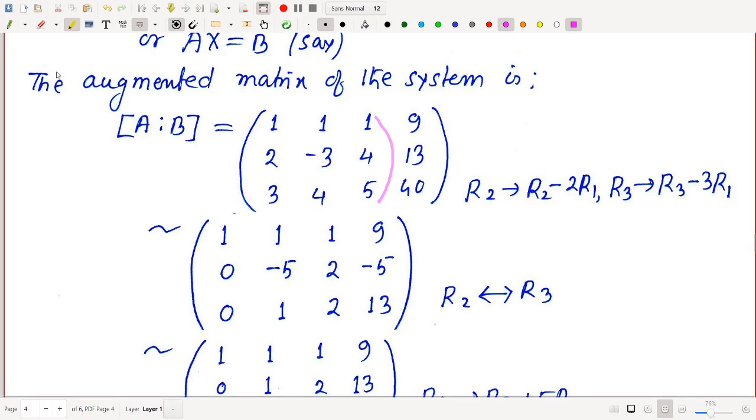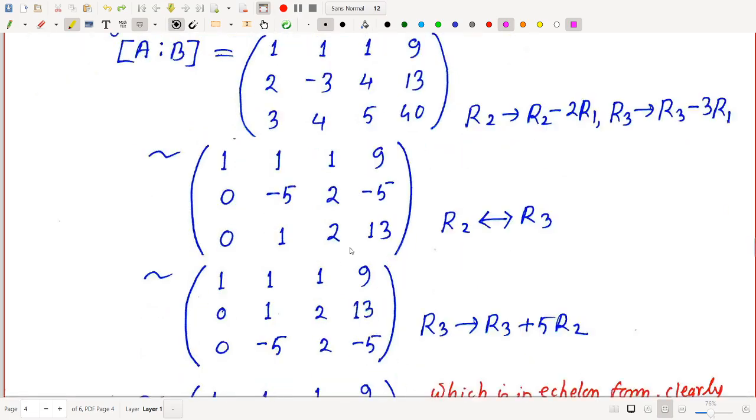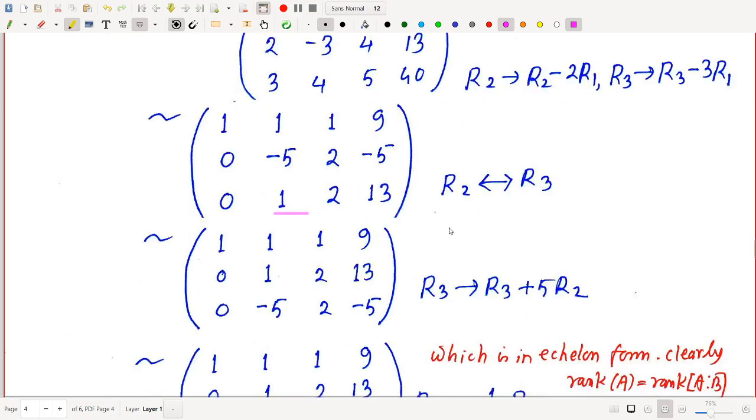So for that, what we do: second row minus 2 times first row, third row minus 3 times first row. So you have got this. Okay, applying R2 changes to R2 minus 2R1, R3 changes to R3 minus 3R1. Accordingly the elements are changed, 2 zeros are there. Then we have to make this element 0, so it will be better if we take this one first in the second row position and this second row in the third row position. So R2 and R3 are interchanged, meaning second row and third row we have interchanged.